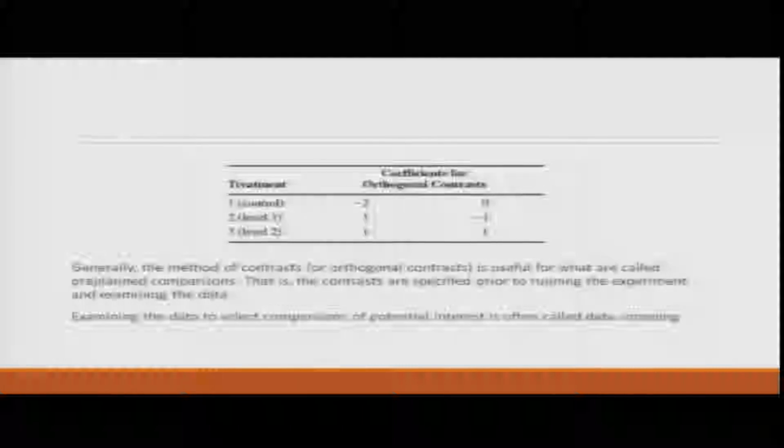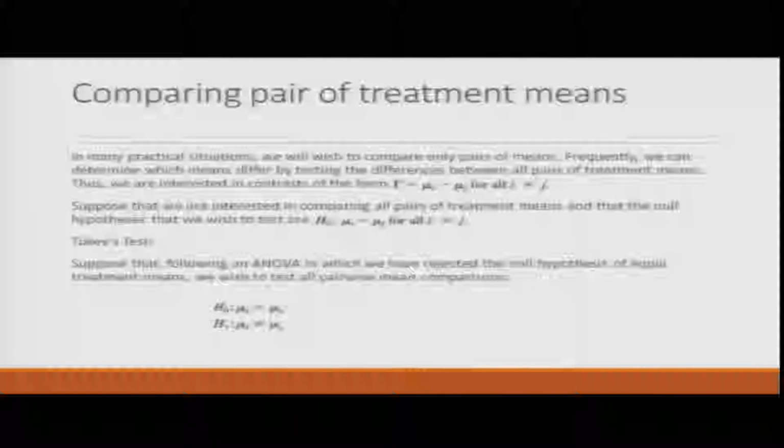Generally, the method of contrast or orthogonal contrast is useful for what are called pre-planned comparisons. So, you are basically going to compare them according to some set procedures. That is, the contrasts are specified prior to running the experiment and examining the data. So, obviously you have set the goals accordingly and done the experiment. Examining the data to select comparisons of potential interest is often called data snooping, where you check the data and see what information you can get from it.